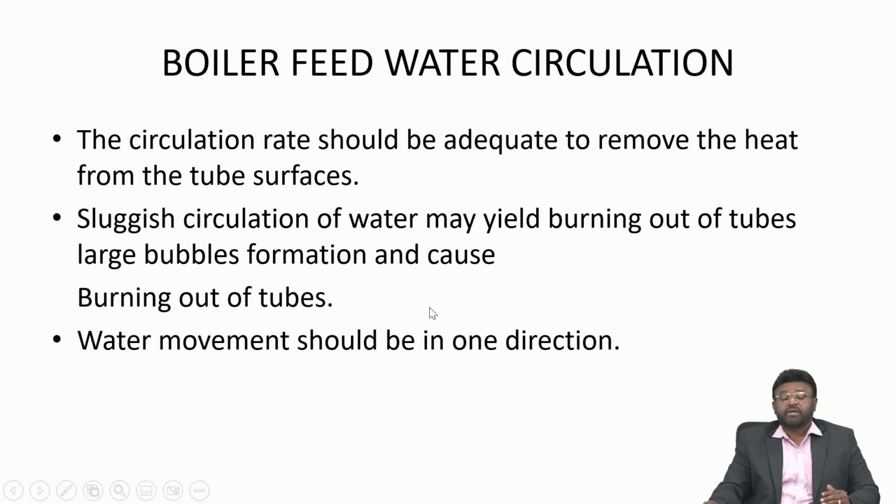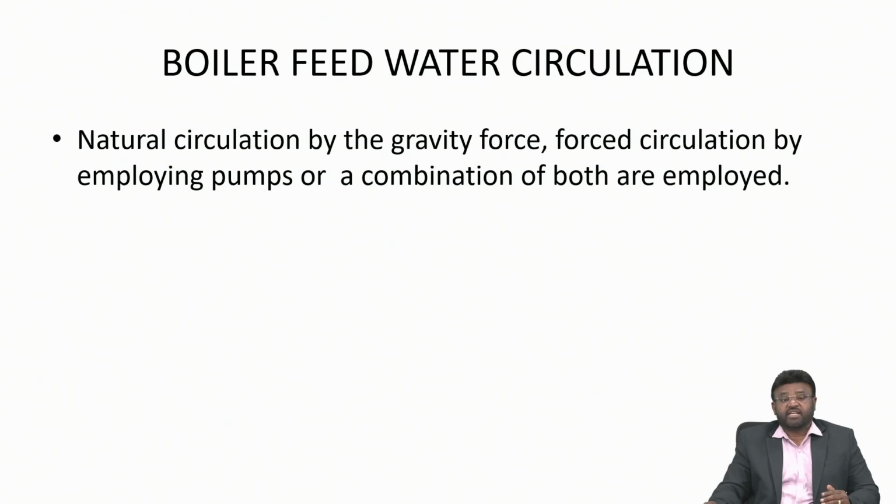The water movement must be in one direction only. There is natural circulation, which is done by the force of gravity. This is one kind of circulation of water in the boilers. There is also forced circulation by employing pumps, and a combination of both also. It may be forced, with the help of pumps, that we can circulate it.